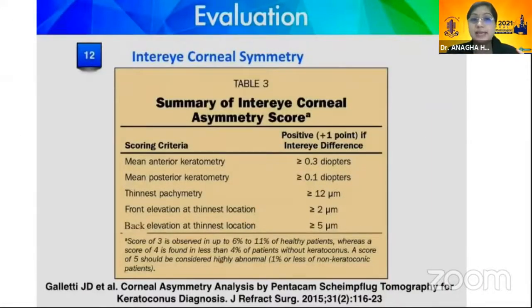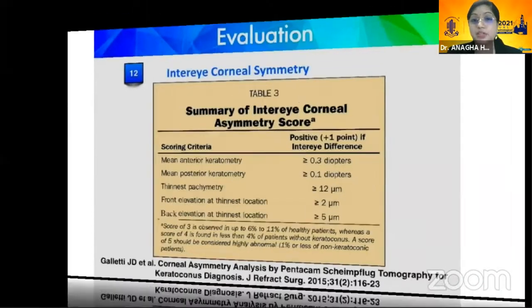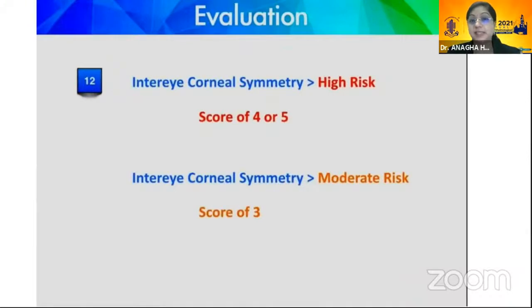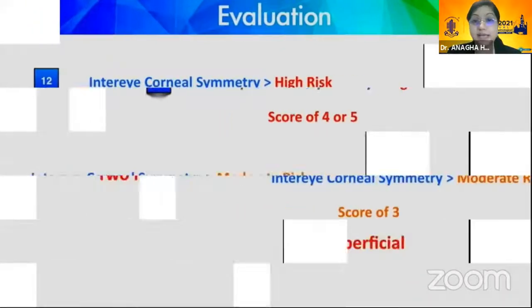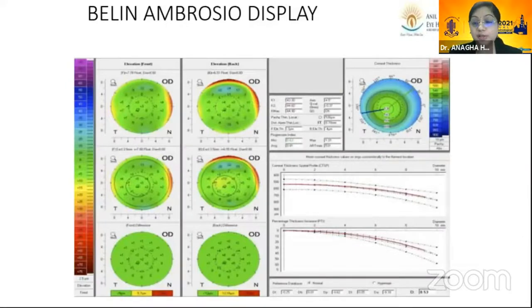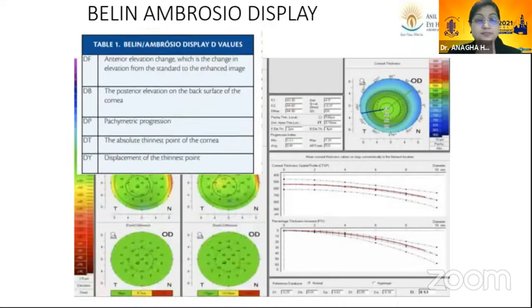You could have a summary also of the inter-eye corneal asymmetry score, where you look at mean anterior keratometry, posterior keratometry, thinnest pachymetry, and the thinnest location at the front and the back elevation, and compare the two eyes. It should be very less. If it's 3, then it's moderate. If it's 4 or 5, then it's high risk. Now, if you have 2 moderate or 1 high risk, then it's a strict no-no for refractive surgery. If it's 1 moderate risk, then you need to look at these patients and monitor them.